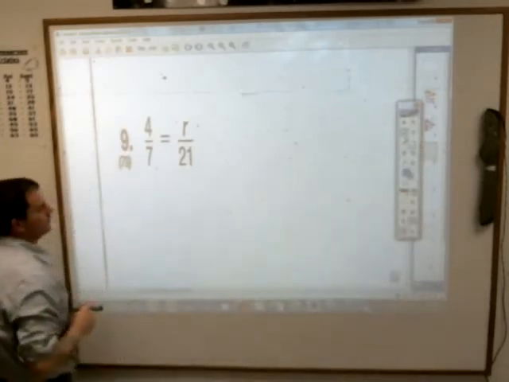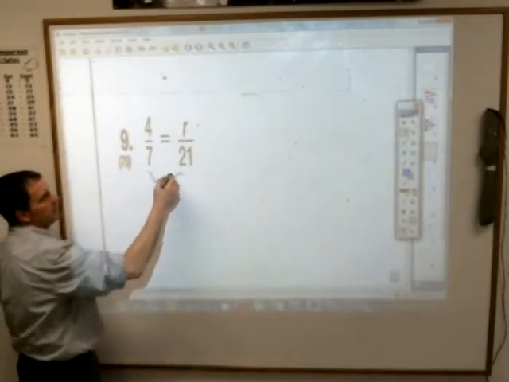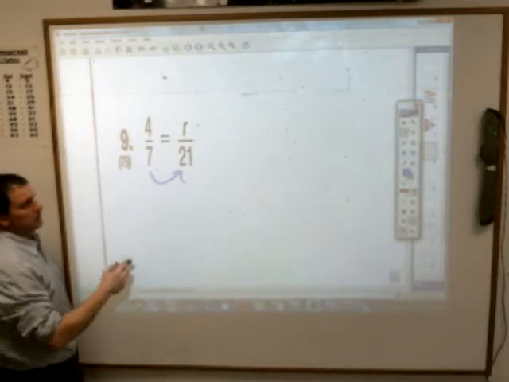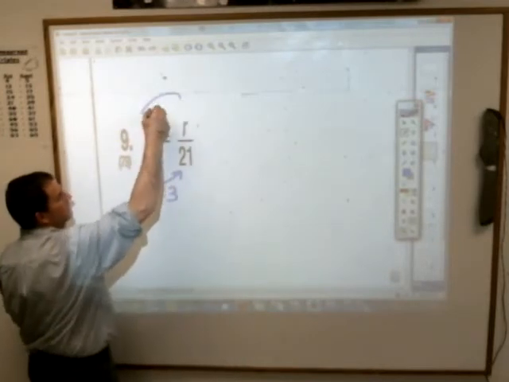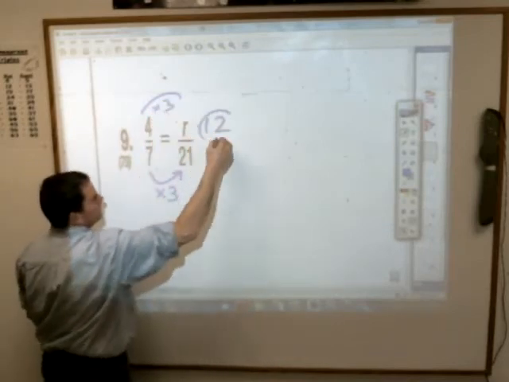Well, anytime you have two equal fractions, you're supposed to look. You're going from 7 to 21. What do you do with 7 to get to 21? Multiply it by 3. And whatever you multiply the bottom by is what you multiply the top by. 4 times 3 is 12.